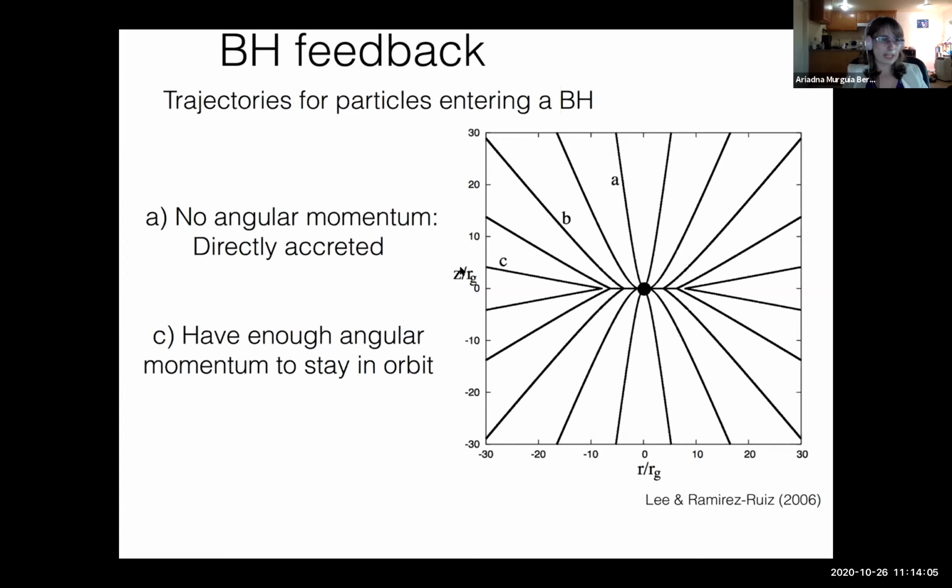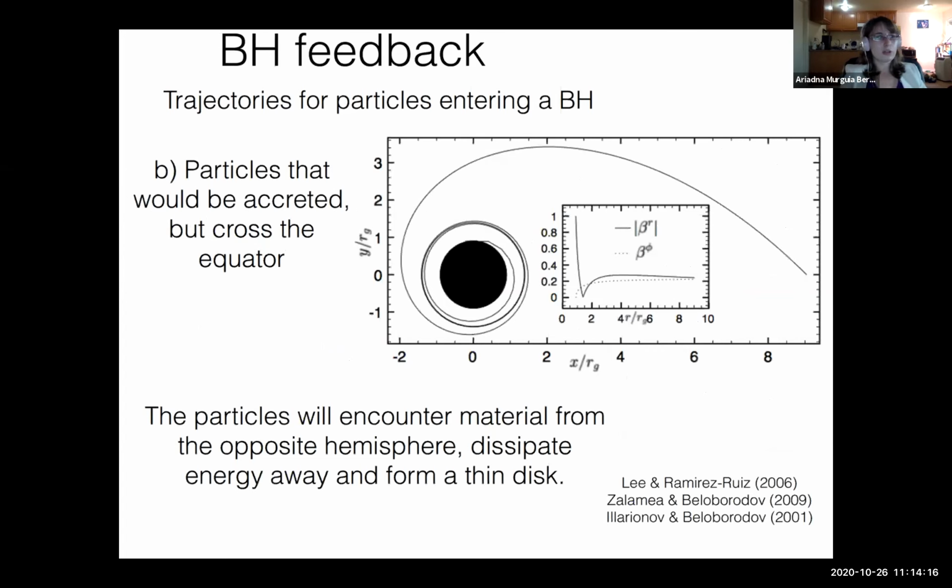If it has very high angular momentum, it's going to have these kinds of trajectories where it's orbiting around the black hole. Now, the trajectories in B are actually the interesting ones. Those are particles that would be accreted onto the black hole, but at some point they cross the equator.